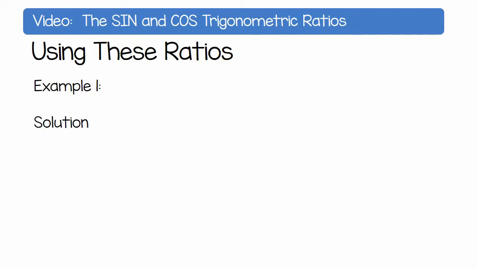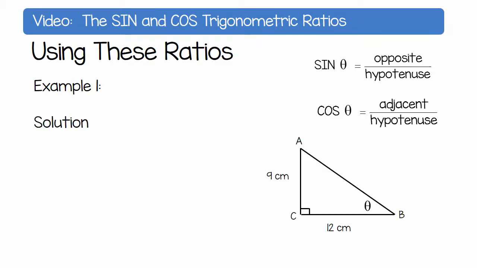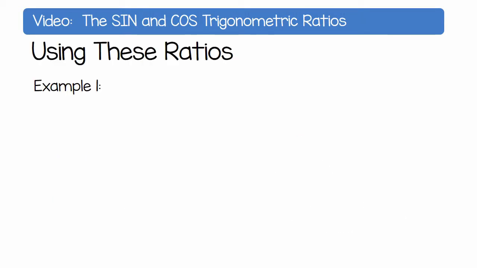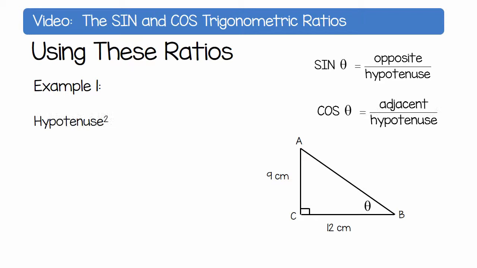Now, here is our solution. Our diagram, our formulas. Since both formulas require the length of the hypotenuse, start by finding the length of the hypotenuse. Hypotenuse squared is equal to the length of AC squared plus the length of CB squared. This is using the Pythagorean theorem.